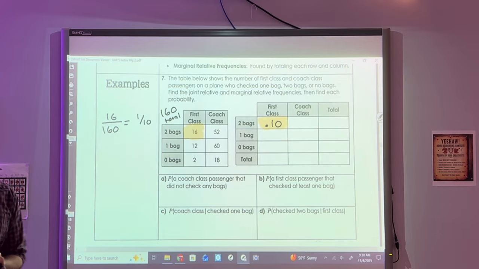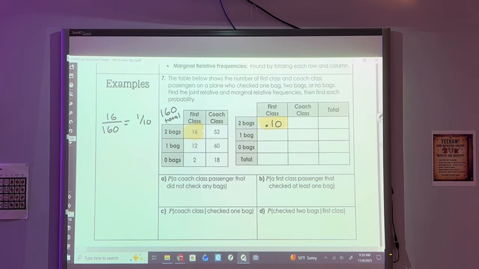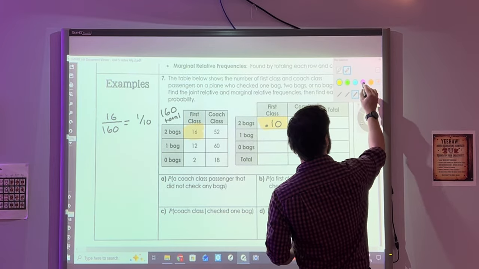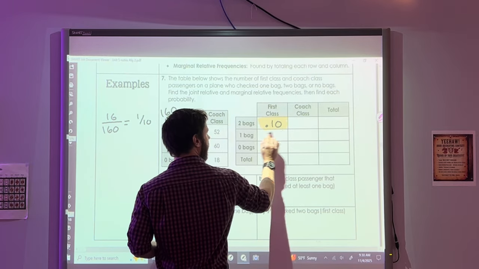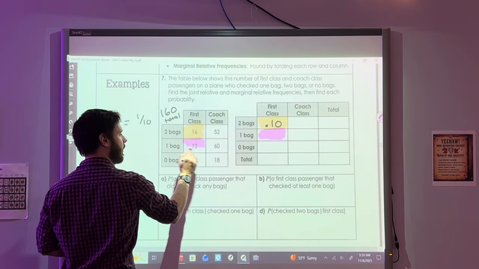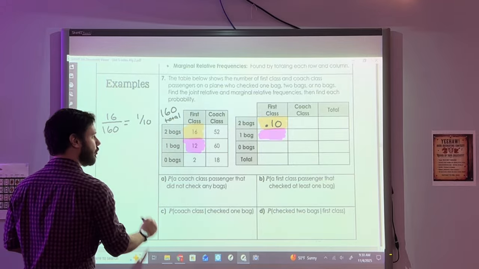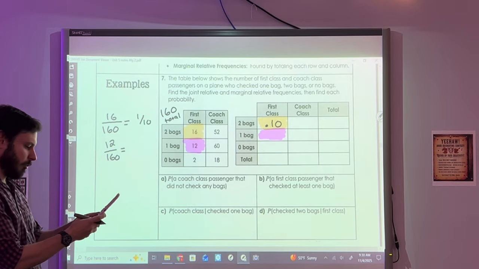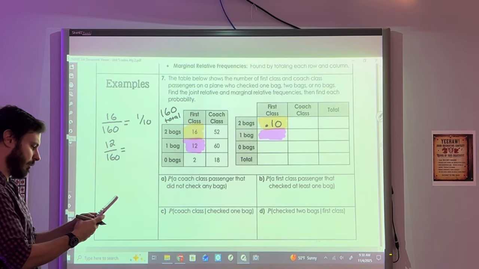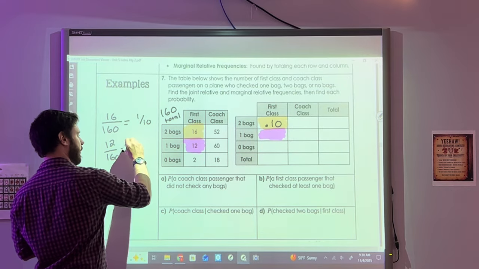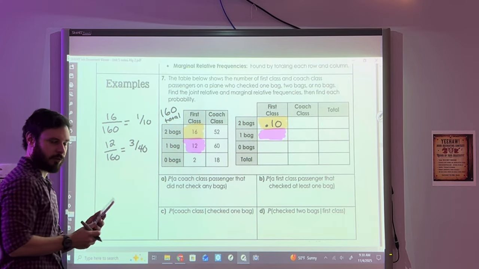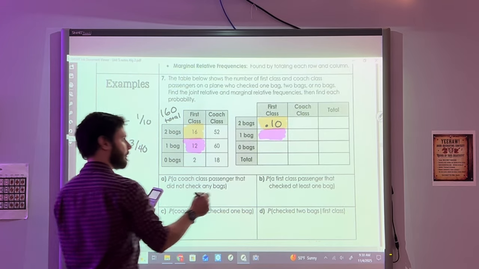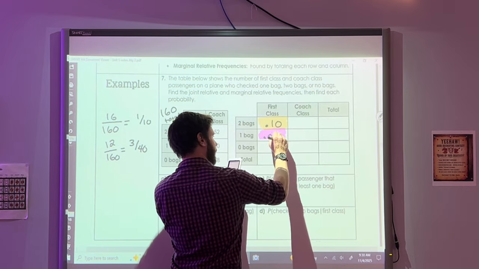Okay. And I'm gonna grab a calculator real quick because not all the other ones are as nice as that one was. This box, first class and 1 bag, those boxes correlate. 12 out of the 160 belong there. 12 divided by 160 is gonna be 3/40, but that fraction doesn't really work nice for me. So if I convert that to a decimal, my calculator will do that. 0.075.